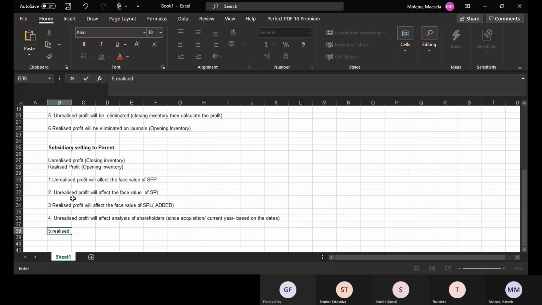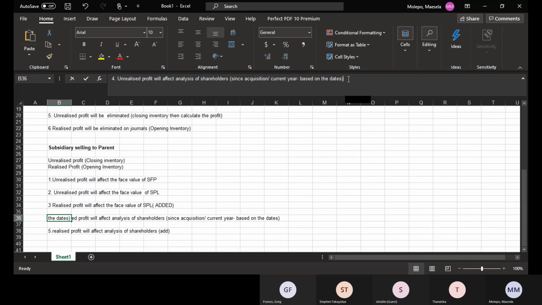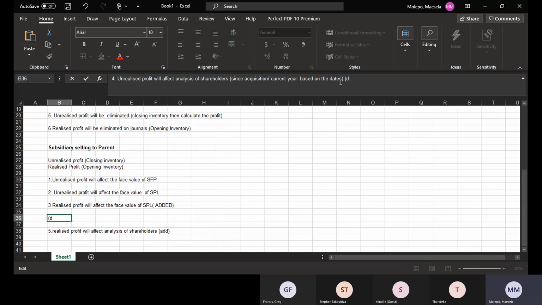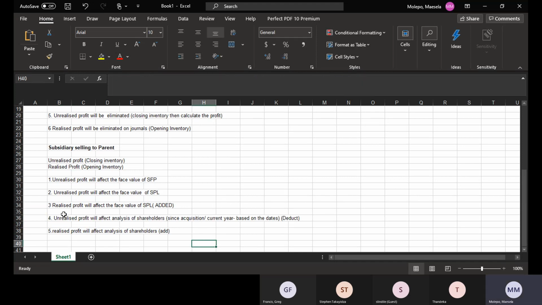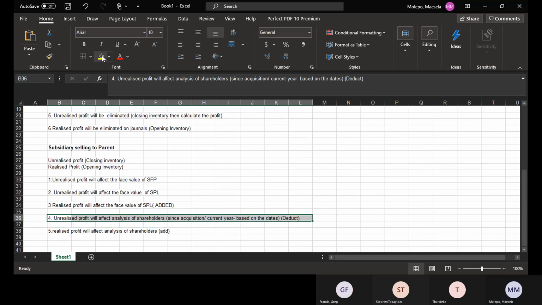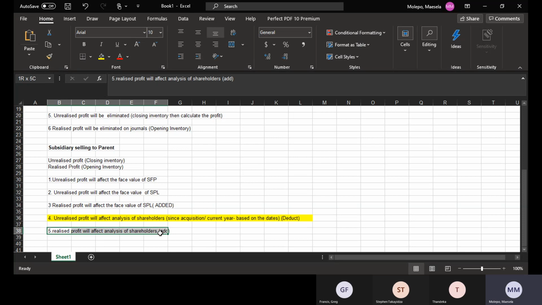So the realized profit will affect the analysis of shareholders, and this one you add, and this one you subtract. So you deduct for this one. Both of these, you have to make sure that you check the years. You check the year when the asset was sold. So check the years.